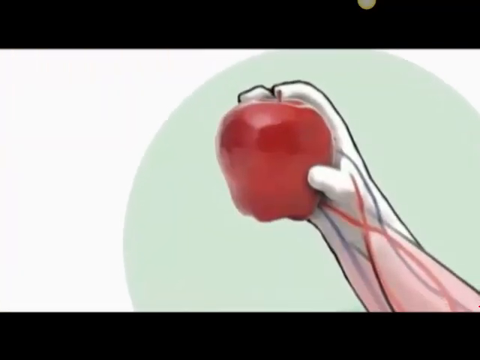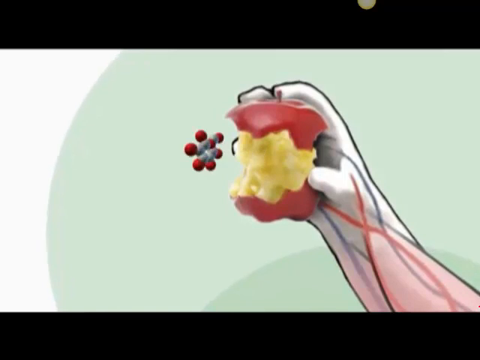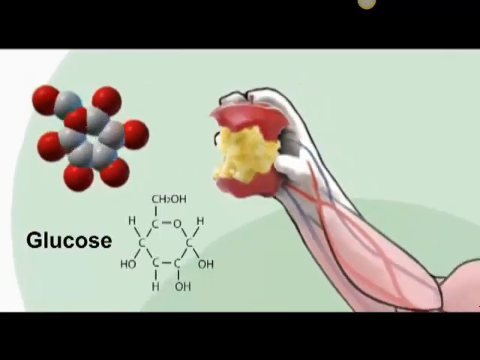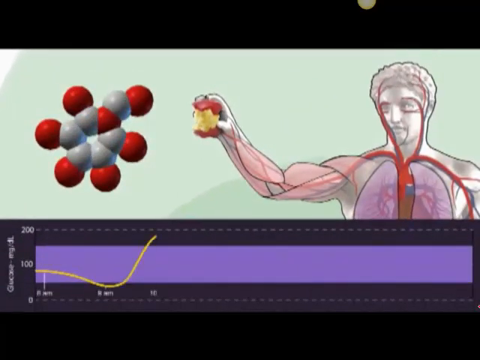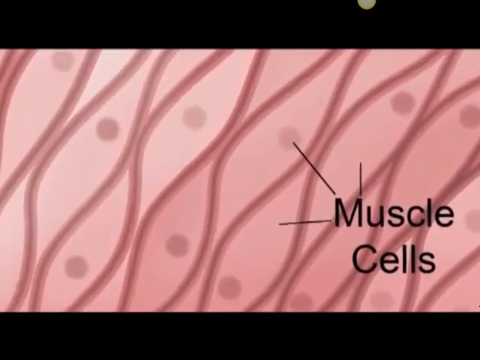after a meal, the digestive system begins to break down the food you have eaten. The carbohydrates in this food are broken down into a simple sugar called glucose. As this glucose is absorbed from your digestive system into your bloodstream, your blood sugar levels increase. Your circulatory system then carries the glucose to muscle cells throughout your body, where it is used to generate energy.